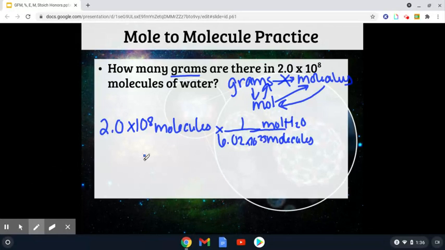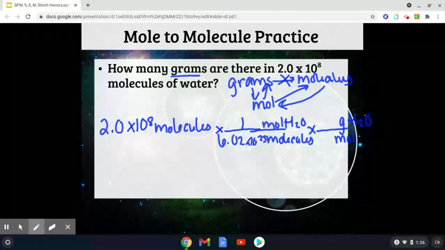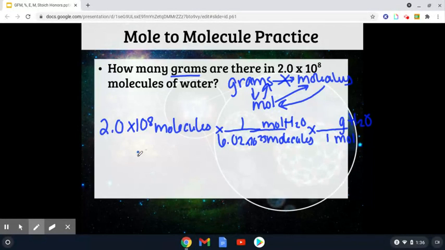But we don't want to stay at molecules, so I'm going to put another conversion factor, and I'm going to put moles of water on the bottom, and I'm going to put grams of water on the top. So 1 mole of water is 17.99 grams of water, and then you would plug that into your calculator. You would do 2.0 times 10 to the 8th times 17.99. Okay, so when you put that in your calculator, my suggestion is to multiply the tops, the numerators, multiply the denominators, and then divide them separately.